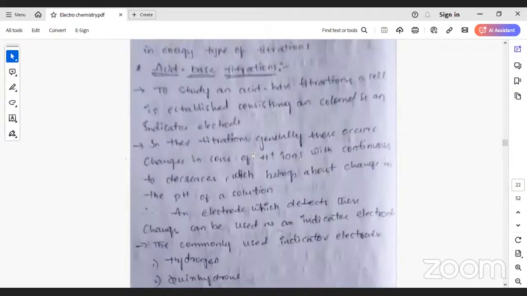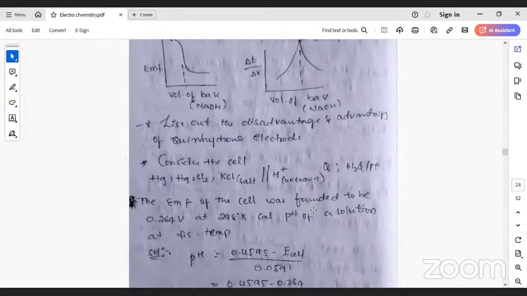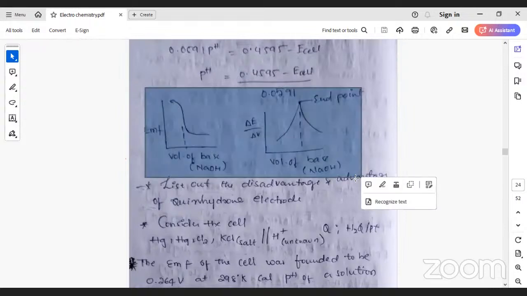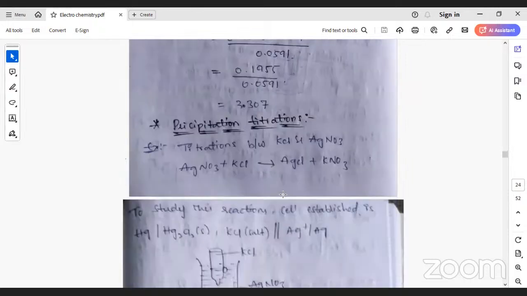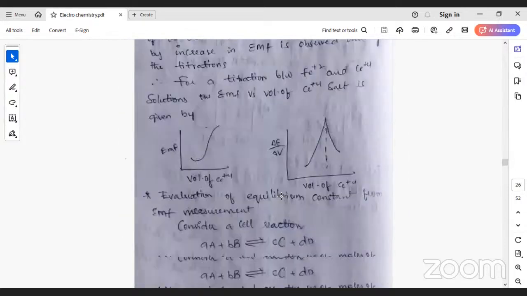One of the potentiometric titrations is the acid-base titration. This was already discussed in the previous class, even in the practical sessions. Here we use a hydrogen electrode instead of a gas electrode. These are the curves, the EMF curve and the delta E by delta V curve. With the help of these, we can get the concentration of the given unknown acid solution. In a similar way, precipitation titrations and redox titrations also are there.